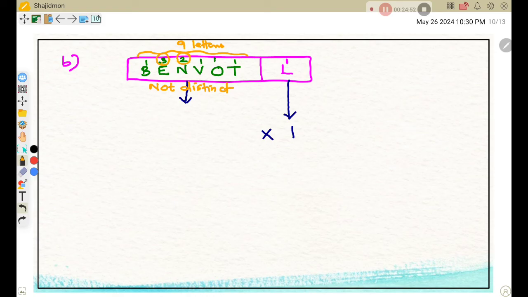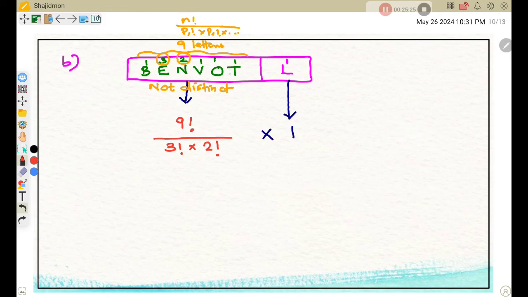We studied the rule, correct? What is the rule? n factorial divided by p1 factorial multiply p2 factorial multiply p3 factorial, like that, correct? So here, what is the n? How many letters are there? 9 letters. So 9 factorial divided by which letters are repeating? The E letter is repeating 3 times, so 3 factorial, multiply the N letter, how many times? 2 times, so 2 factorial. Okay, 1 no need to write, as I told you. So 9 factorial divided by 3 factorial multiply 2 factorial.